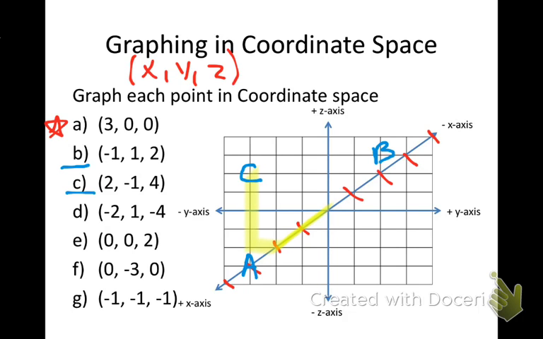There is letter C. Does everybody see how I do that? It's forward or backward, then it's left or right, and then it's up or down. So C was right there.